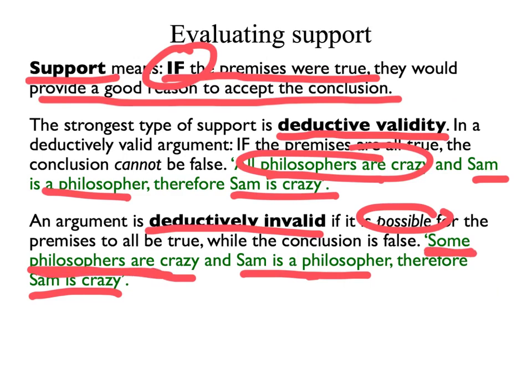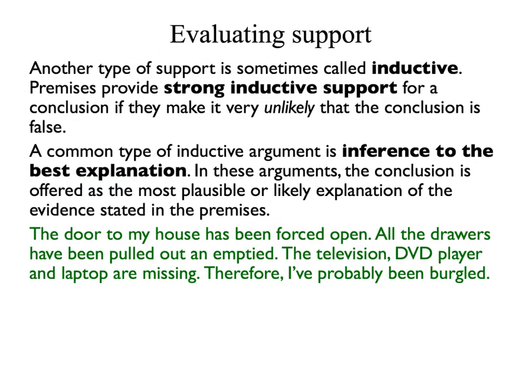This first premise doesn't say all philosophers are crazy, it just says some are. So that leaves open the possibility that some are not crazy, and Sam could be one of those, so this conclusion doesn't follow. It's possible for the premises to be true and the conclusion false, so it's not a valid argument, not deductively valid. As I said, deductive validity isn't the only kind of support that premises can give to a conclusion, although it's the strongest kind.